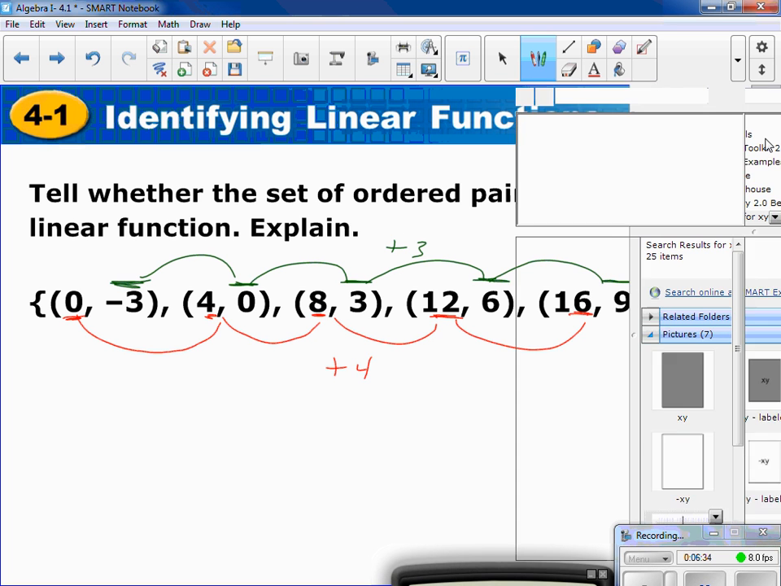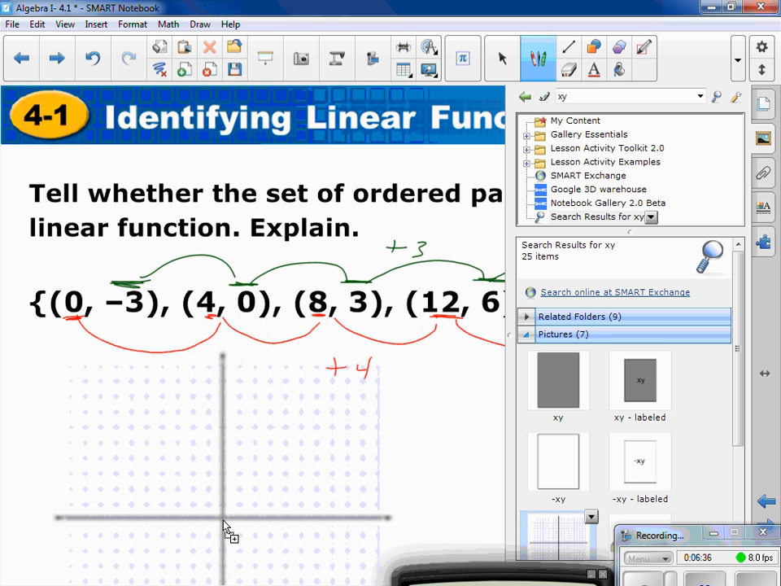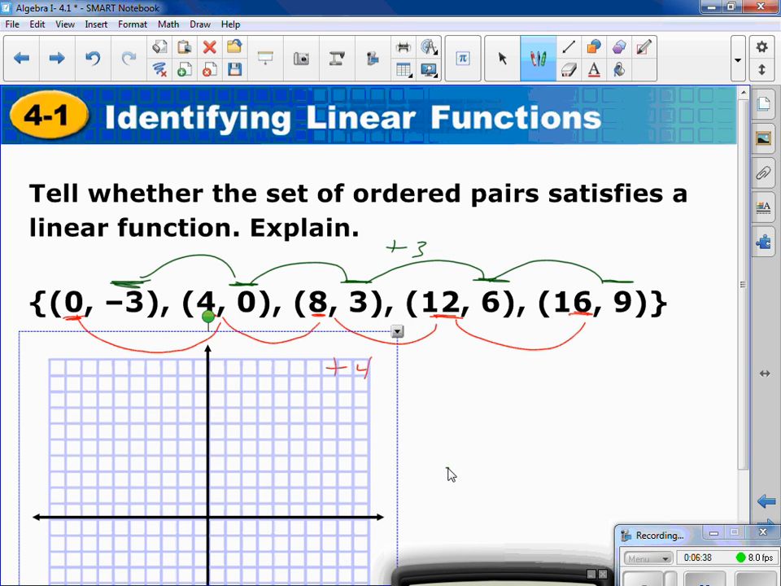I could sit here and graph each one also. 0, -3, 4, 0, 8, 3. I should have counted by a different number. That one's going to be up there, and that one's going to be up there. When you graph them, it's a straight line.